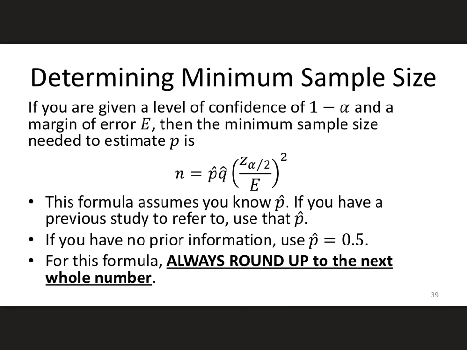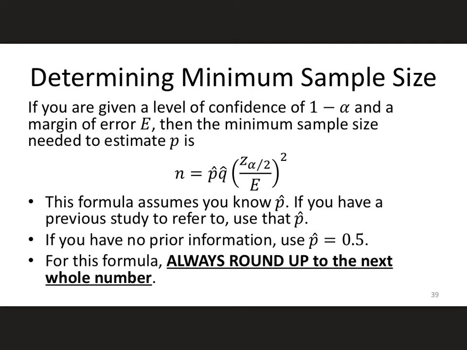So if you're given a level of confidence of 1 minus alpha and a margin of error E, then the minimum sample size needed to estimate p is p hat times q hat times z sub alpha over 2 divided by E squared. This formula assumes that you know what p hat is.